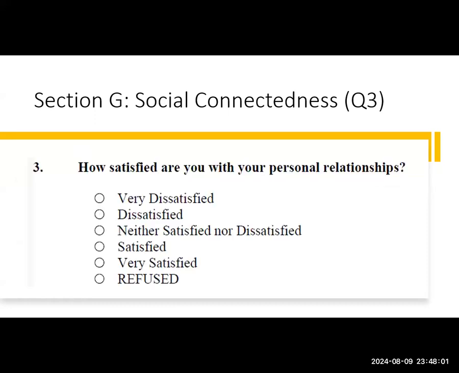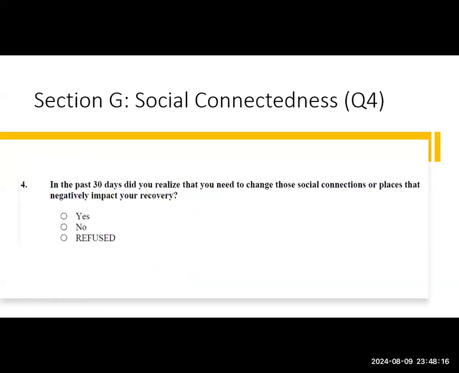For question 3, the intent is to determine how satisfied the client is with their personal relationships, which can include relationships with family, friends, a significant other, and work colleagues, but ultimately the term is left to the client's interpretation. For question 4, the intent is to determine if the client realized that they have to change their social connections or places they frequent due to their recovery. After completing this question, you should refer to the GPRA question-by-question instruction guide, which will provide additional instructions on the next steps you need to take before completing the GPRA survey tool.